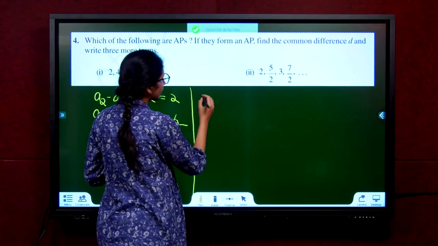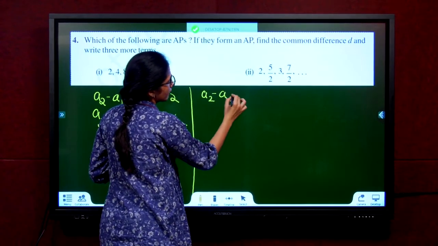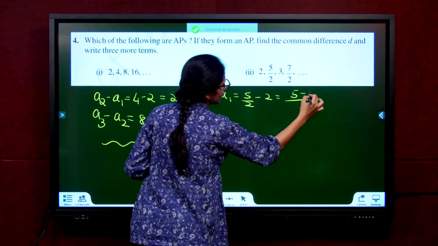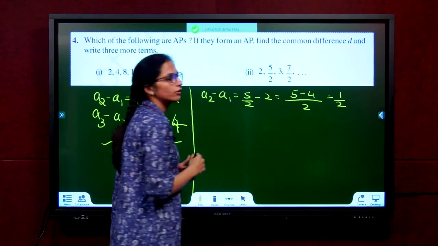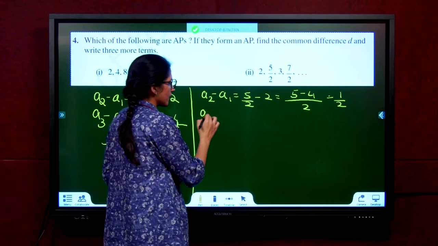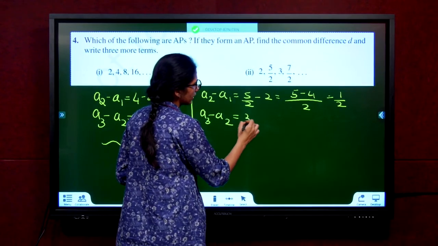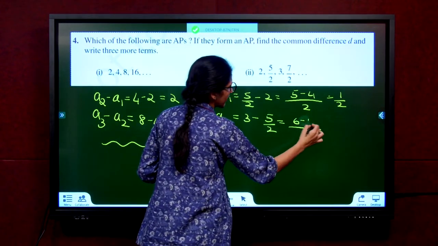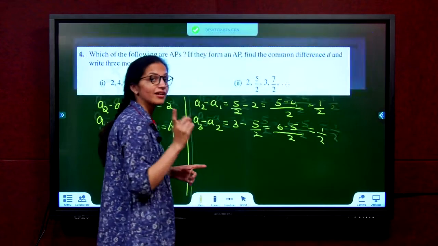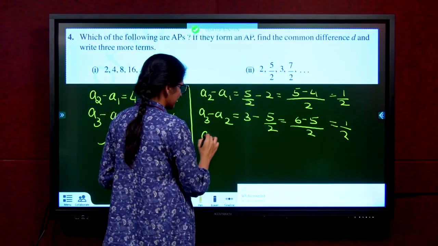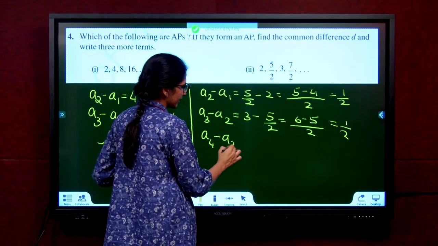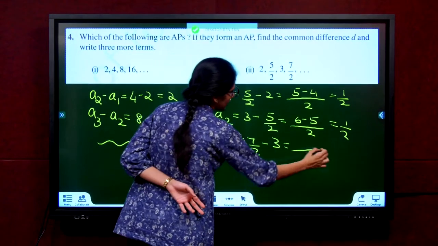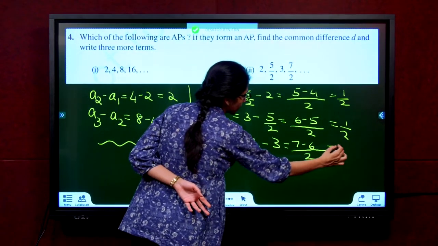Coming to the next part here. A2 minus A1, 5 by 2 minus 2. LCM is 2, 5 minus 4, 1 by 2. Now, A3 minus A2, 3 minus 5 by 2. LCM is 2, 6 minus 5, 1 by 2. Yes, check next again. A4 minus A3. What is A4? 7 by 2 minus 3. LCM is 2, 7 minus 6, 1 by 2.